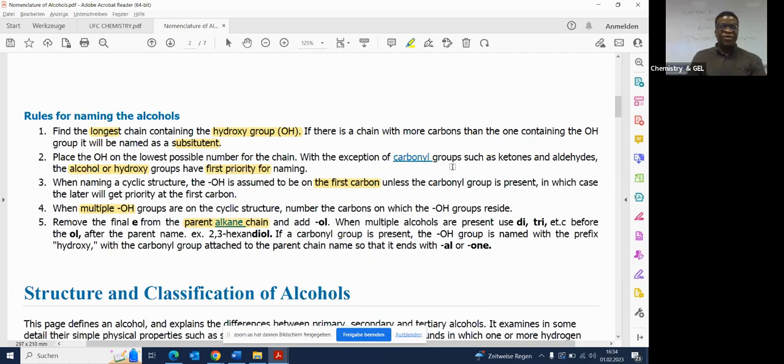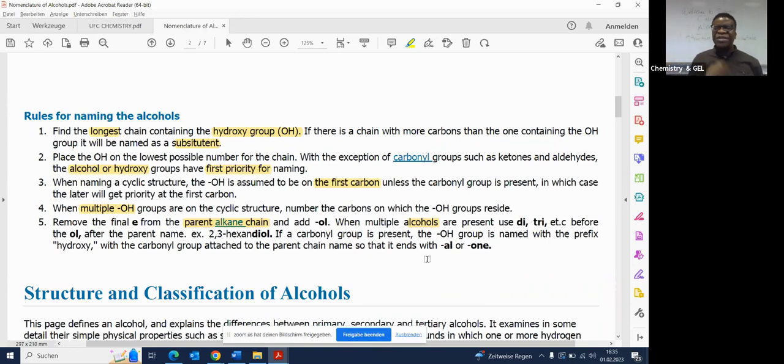Methane, methanol, ethane, ethanol, propane, propanol, and so on. When multiple alcohols are present, use di. So please take note. Normally, when we talk about alcohols, we are referring to the OH group, which is defining that compound as qualifying as an alcohol. So the OH in this case is also referred to as an alcohol. When multiple alcohols are present, use di, tri, etc., which can be tetra and so on.